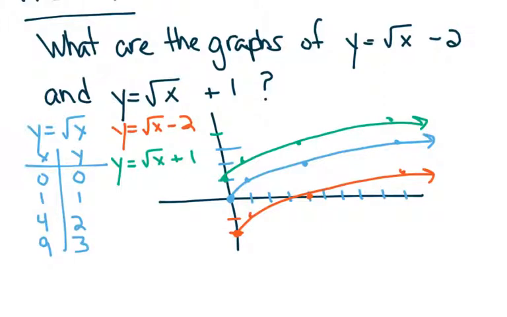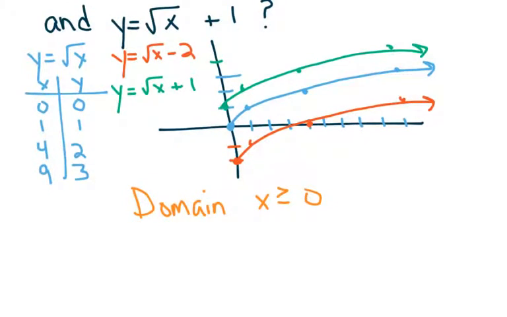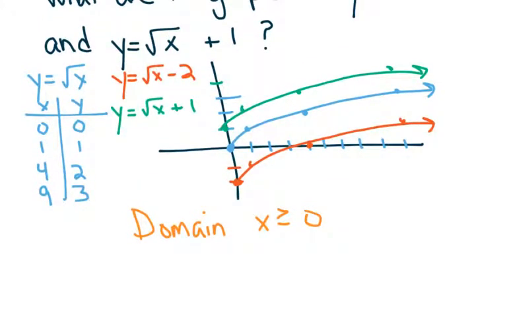Just to quickly review domain and range, for all 3 of these graphs, the domain, the x values, are x is greater than or equal to 0, because we can't plug a negative number into a square root. The range, however, is different for each graph. The range of the red graph is y is greater than or equal to negative 2. The range of the blue graph is y is greater than or equal to 0. And the range of the green graph is y is greater than or equal to 1. Remember, range are the output values.